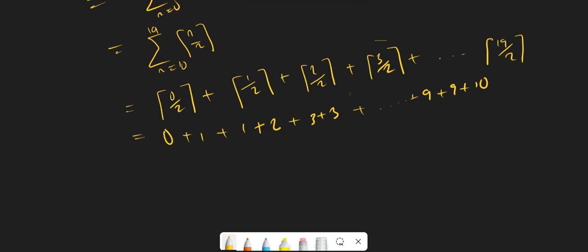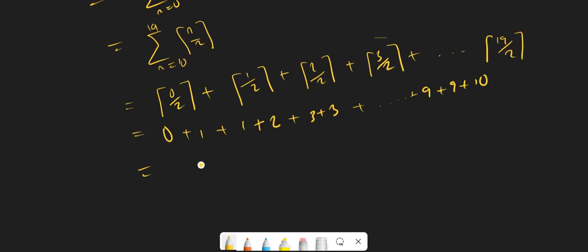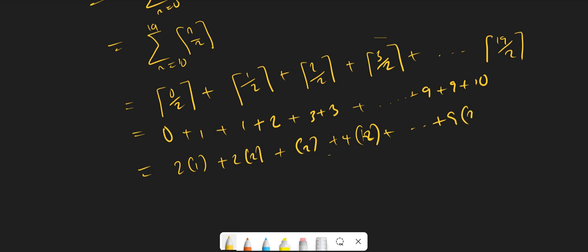So if we sum all of this, okay, we can even factor 2 out of all of this. Can we? Okay, 1 appears 2 times, 2 appears 2 times, and 3 appears 2 times. Also 4 appears 2 times, so everything will appear twice, and 9 will also appear 2 times, then remaining 10. So in this case you have 2 times, you have to just calculate 1 plus 2 plus 3 plus up until 9, then you have to add 10.